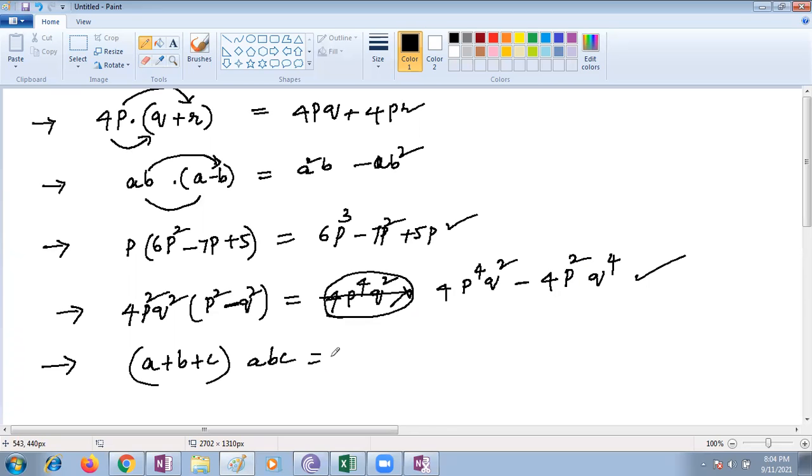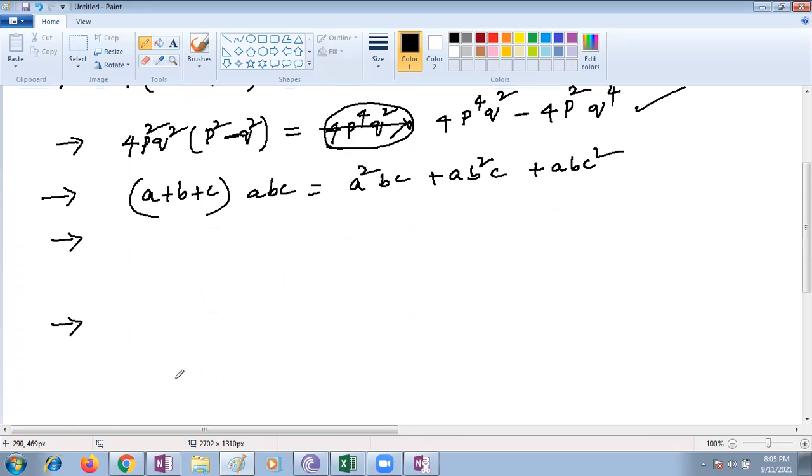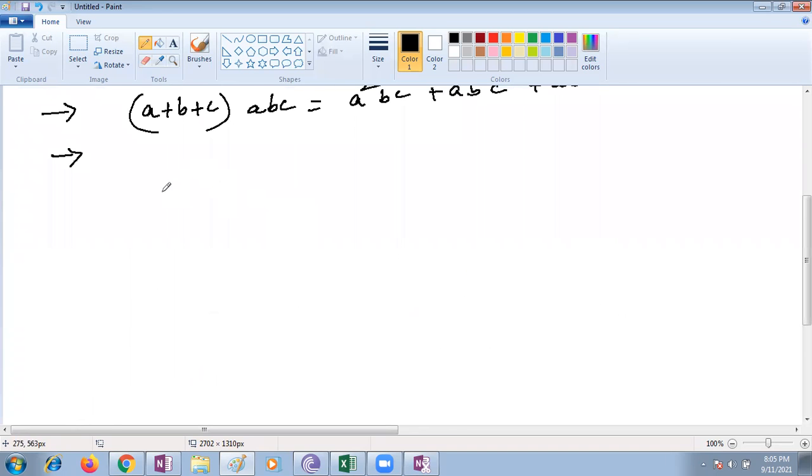A square bc plus ab square c plus abc square. Wonderful. Good. Next question goes to Nityasri. Are you there? Yes, ma'am. Don't feel it is difficult, children. Please try your level best.